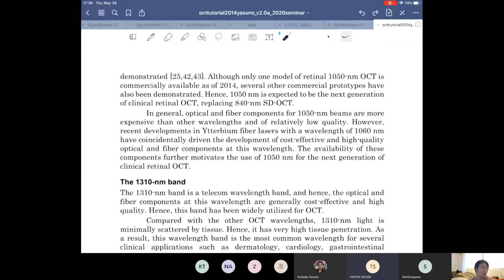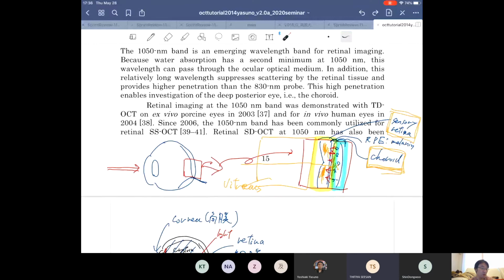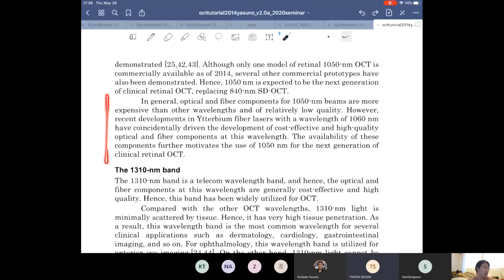So the 1050 nanometer band, well, we frequently use the word 1 micron band, is not a standard wavelength for most applications. Because of this, the manufacturers never made the optical components or fiber components for this wavelength band. There are some, but that was only experimental and a very small lot. So we didn't have a mass production effect, and the components were very expensive.